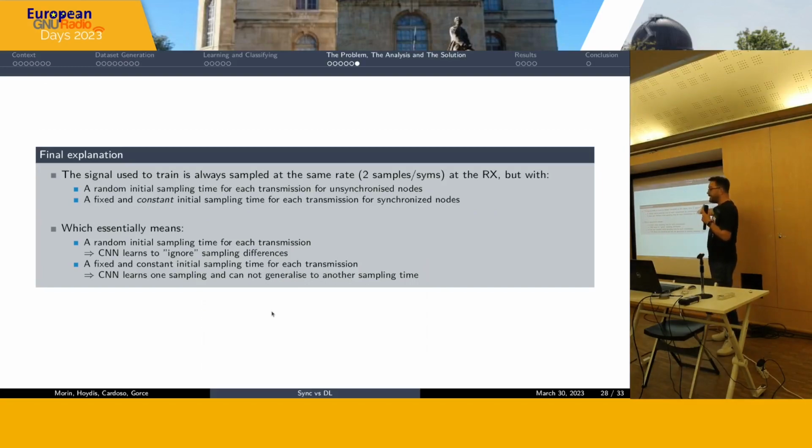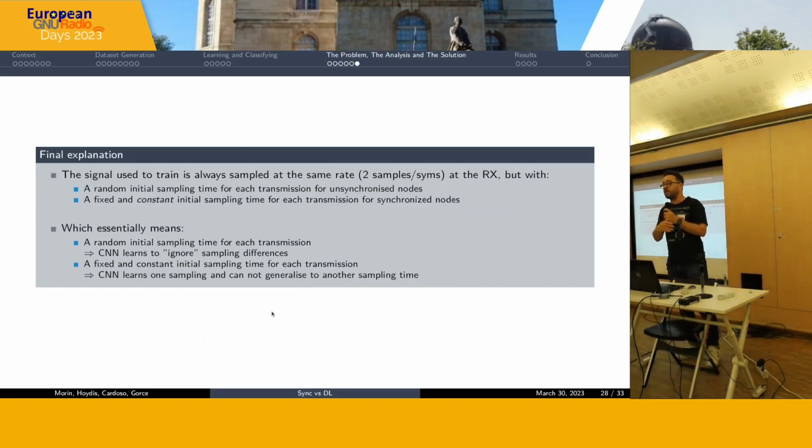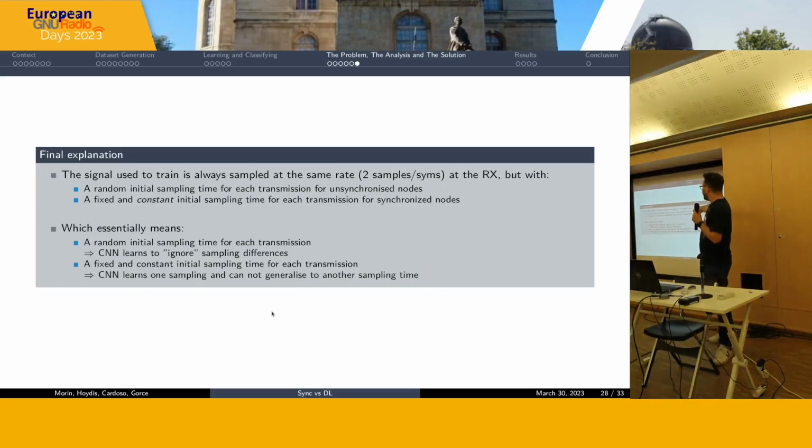So this essentially means, with respect to the neural network, that if it always sees sampling moments which are completely random, then it learns to ignore that. It just says, okay, this is not useful information, so I will try to find something else to learn upon, right? However, if the sampling is always the same for all of the packets, for all of one data set, then it says, this is important, so I'll keep this, right?